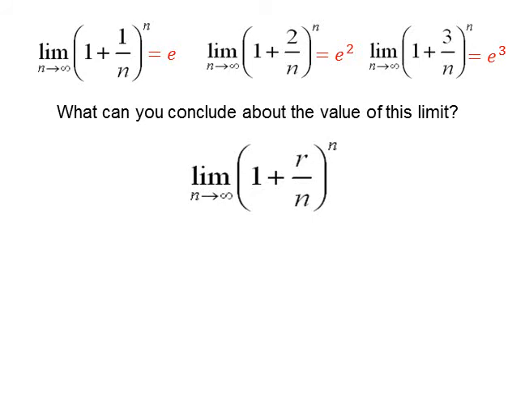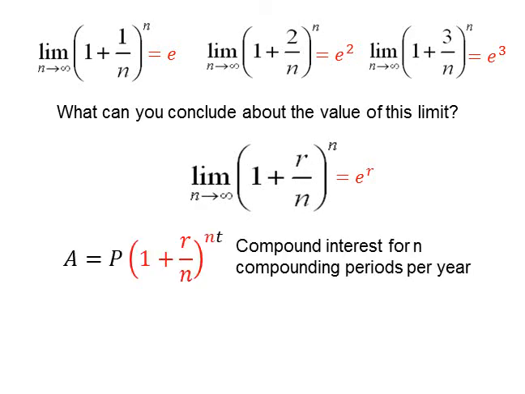Based on what we just found, what can you conclude about the limit of 1 plus r over n to the nth power as n goes to infinity? If this pattern holds, this limit must go to e to the r. One significance of this finding is related to compound interest. Recall the formula for calculating an account balance after t years compounded over n periods per year.